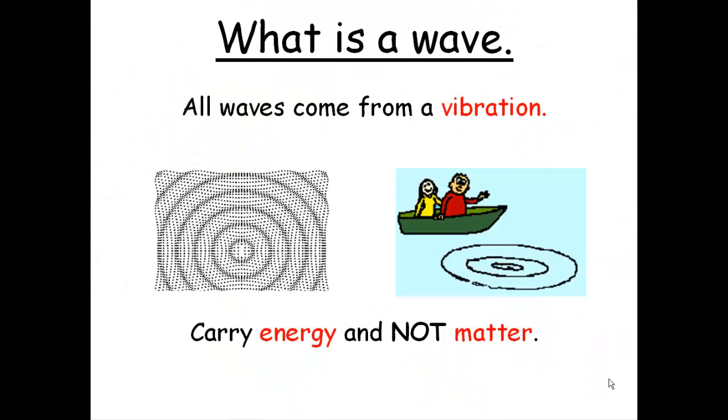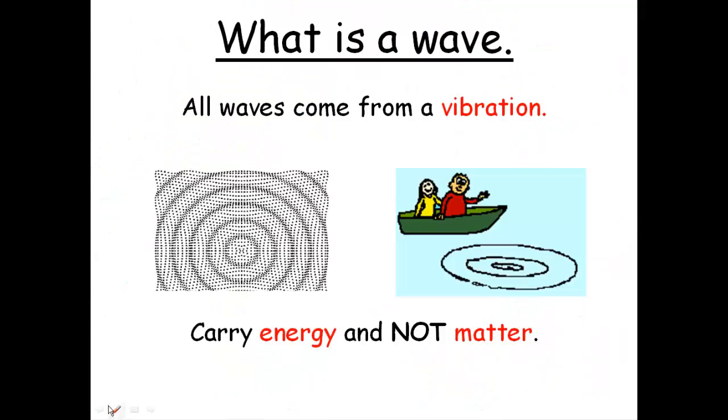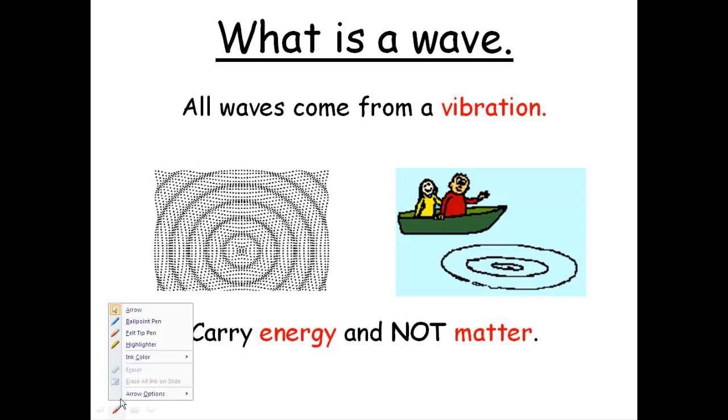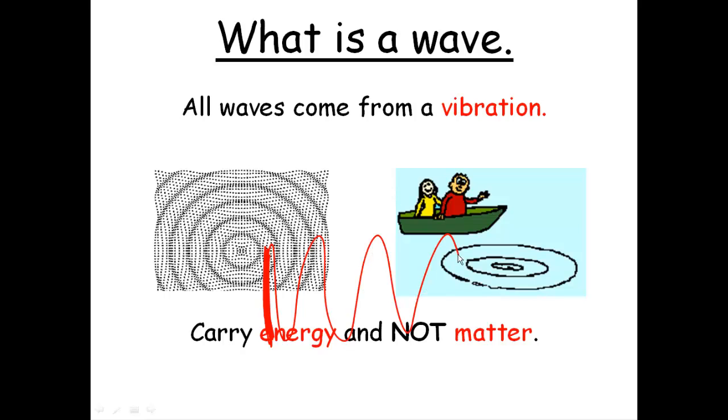What is a wave? Well, waves are basically a vibration moving through space. For example, a vibration, something going back and forth, as you can see on my pen. That's a vibration, but if we make that vibration move through space, look what we get. We get a wave.